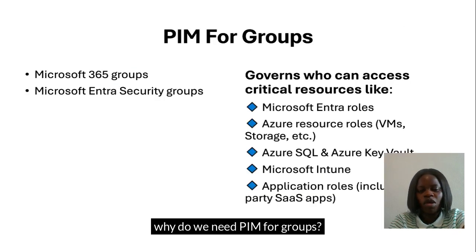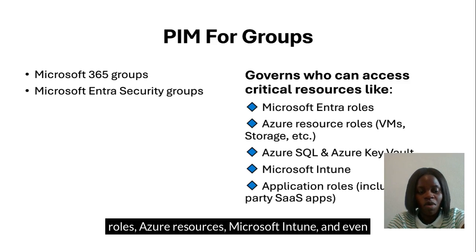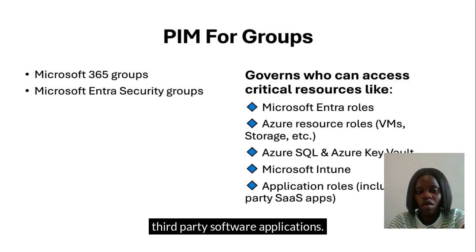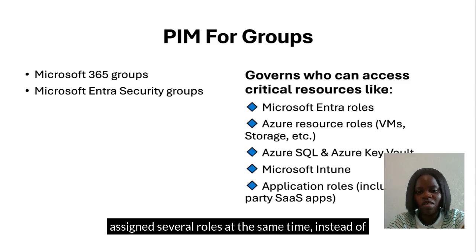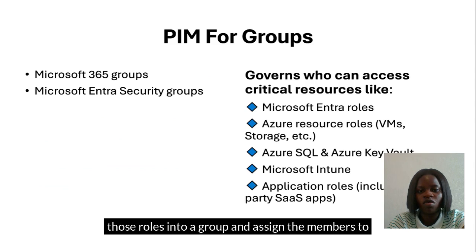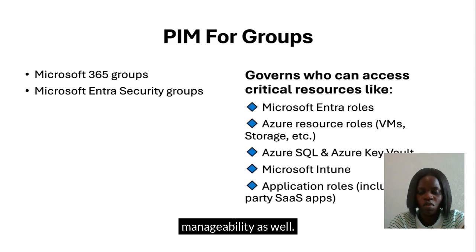Why do we need PIM for groups? PIM for groups can be used to govern access to Entra roles, Azure resources, Microsoft Intune, and even third-party software applications. PIM for groups can also help you create consistency as well. Assuming you have a group that needs to be assigned several roles at the same time, instead of creating those roles individually, you can easily assign those roles to a group and assign the members to that group for consistency and for easy manageability as well.